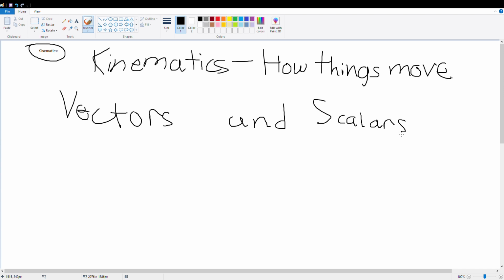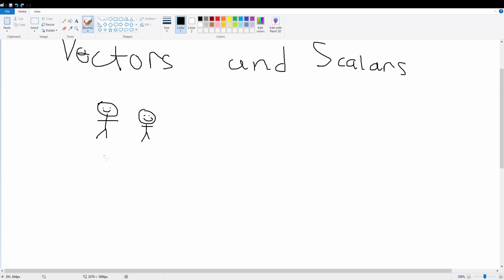Let's just imagine that you're giving directions to a friend to find a hidden treasure in a park. So this is your friend, and this is you. And you are giving directions to your friend to find a treasure beneath the park. Okay? Now you tell them the directions, basically.